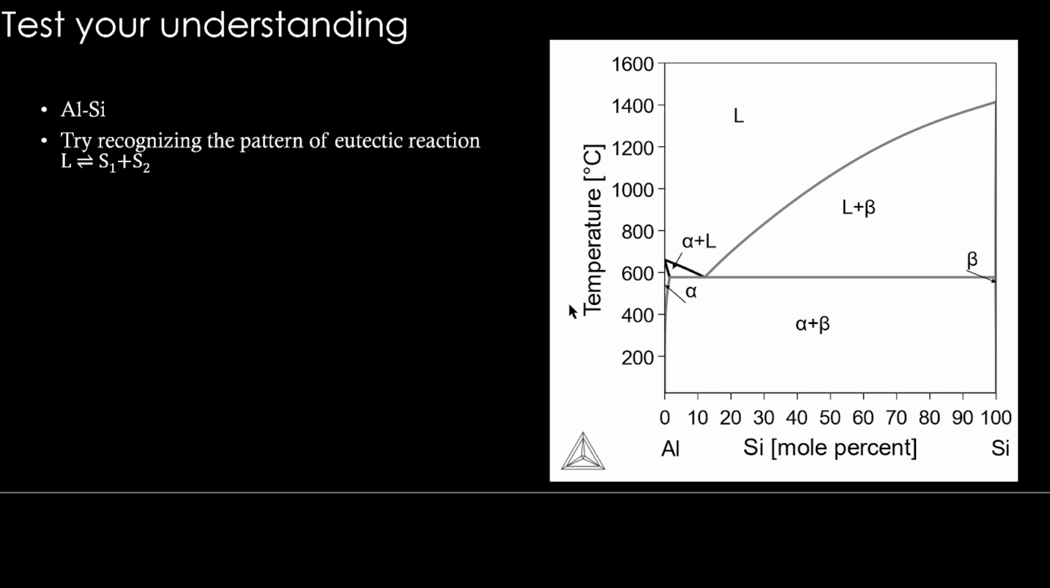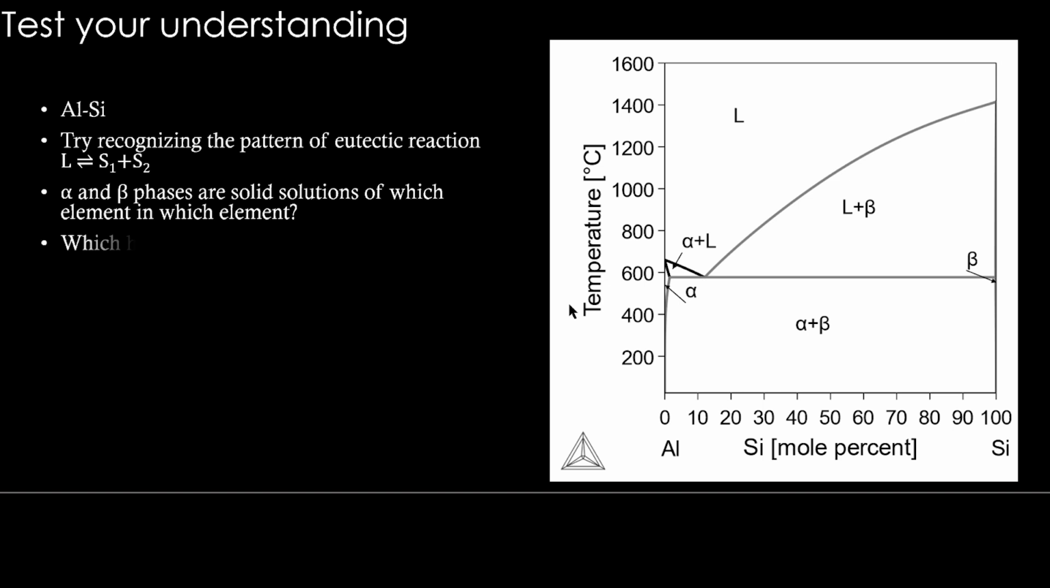So try recognizing the pattern of eutectic reaction. Try recognizing which are the two solids. Must be very simple. It is alpha and beta. So alpha and beta are solid solutions of which element in which element, that you can think of, and which among these two has more homogeneity range or solubility range. Stop, think about the answer and then play.